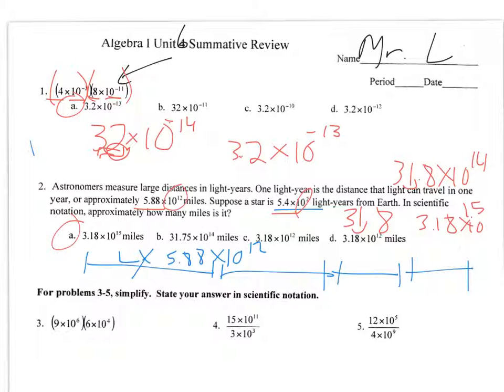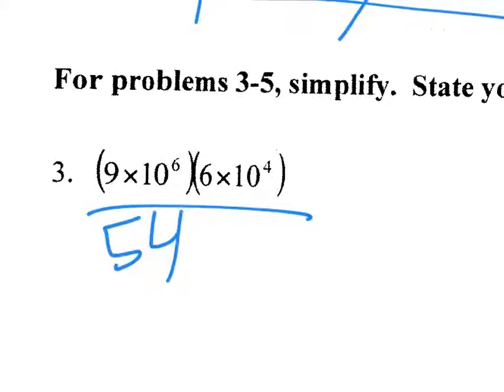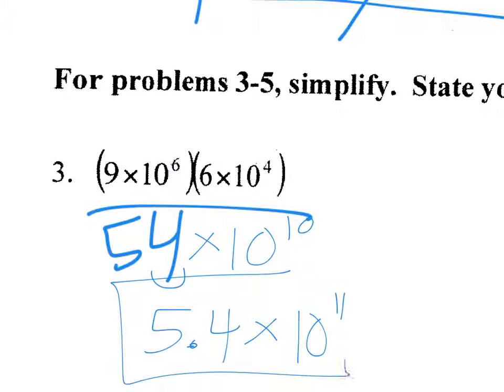3 through 5, scientific notation, multiplication. So same story here. 54 times 10. Add the exponents, 10 to the 10th. I got to get it in scientific notation, so I moved the decimal place 1 spot. I shrunk the number, so I need to reflect that with adding 1 to the exponent.